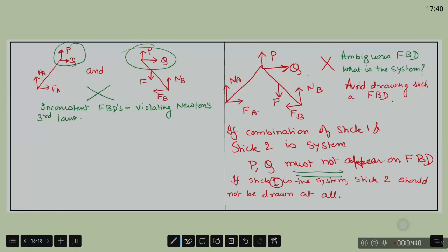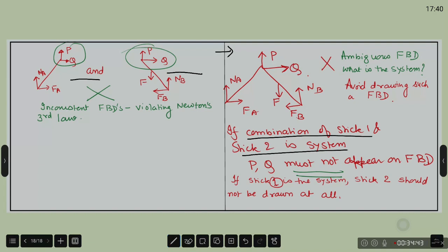See what happens here. Somebody asked you to draw the free body diagram of stick 1 plus stick 2. The whole thing is the system. And you drew the free body diagram like this. There is a mistake in this. What is the mistake? The mistake is that P and Q must not appear on this FBD.